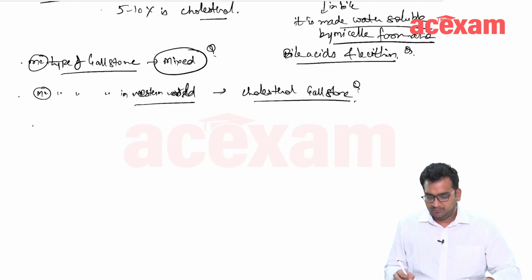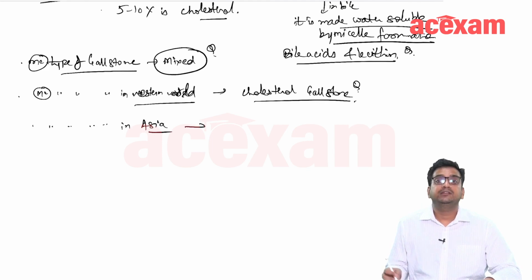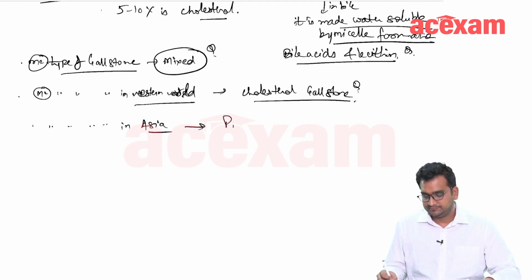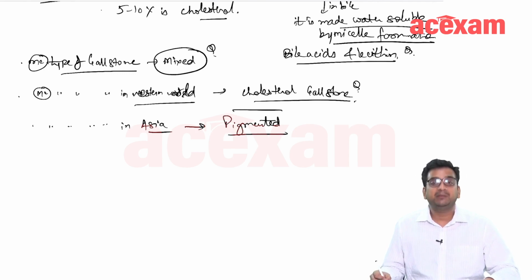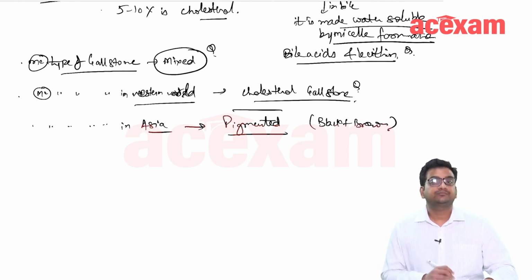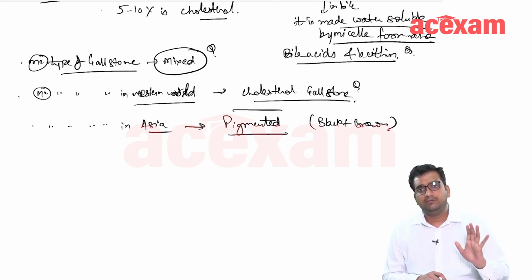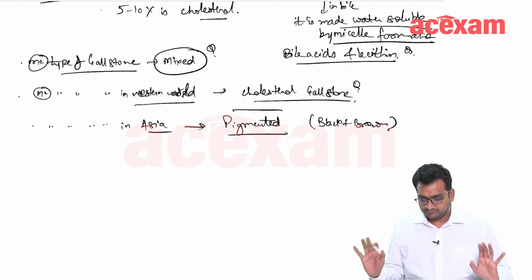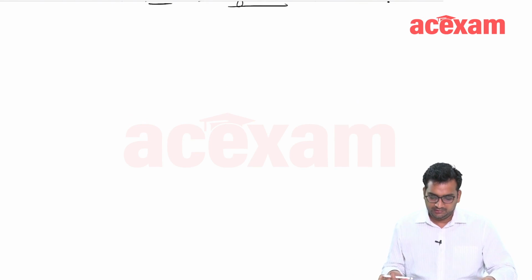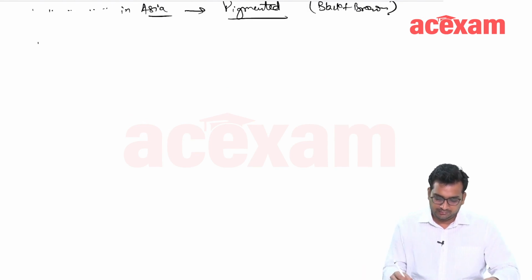The most common type of gallstone in Asia or India is pigmented gallstones. This pigmented gallstones include both black and brown. So in India, pigmented. Overall worldwide is mixed.